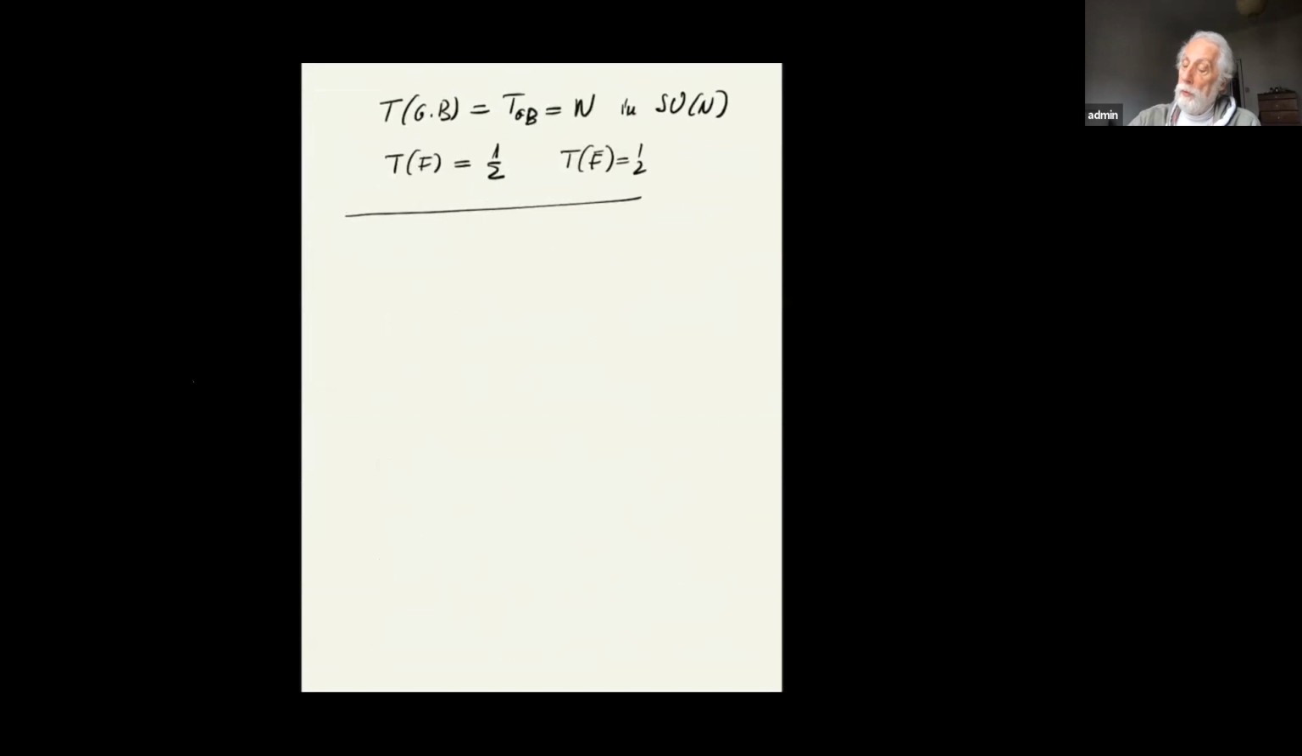Okay, so let's do QCD. N is 3. So the fermions, what are the fermions in QCD?